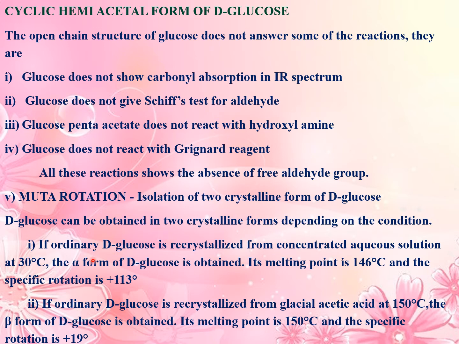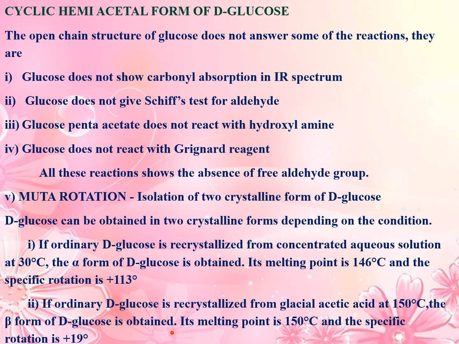First, if ordinary D-glucose is recrystallized from concentrated aqueous solution at 30 degrees Celsius, the alpha form of D-glucose is obtained. Its melting point is 146 degrees Celsius and the specific rotation, which is very important, is plus 113.